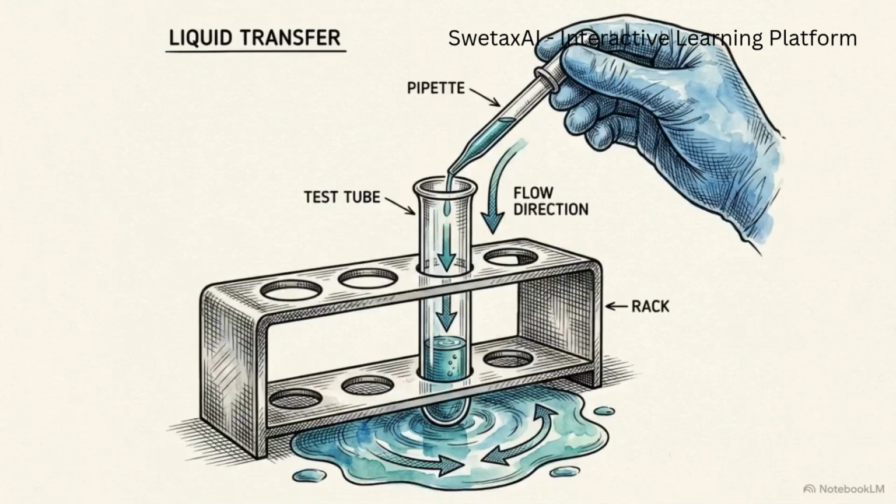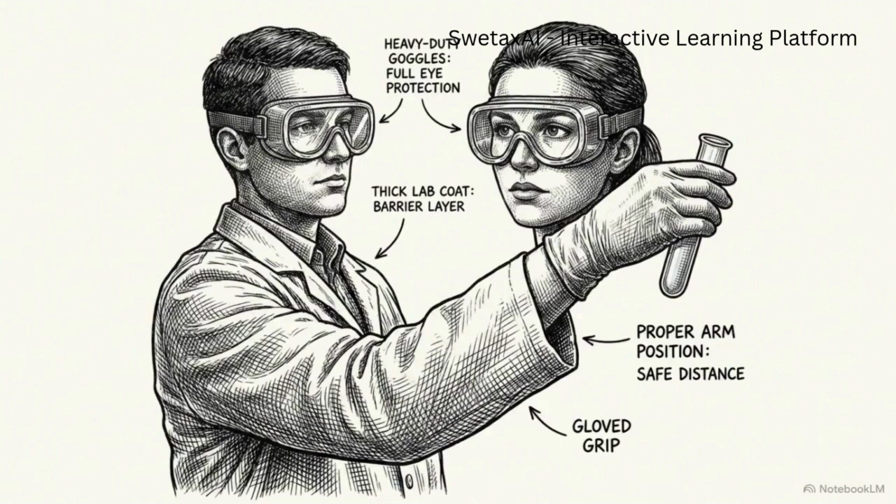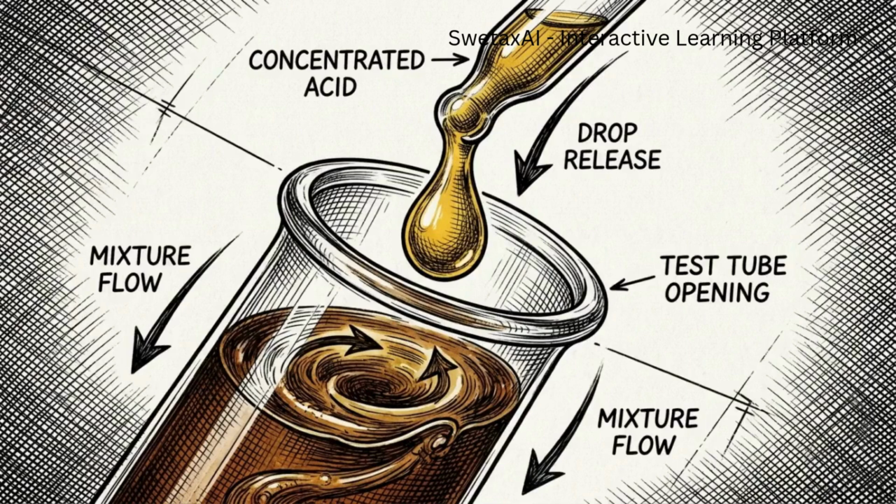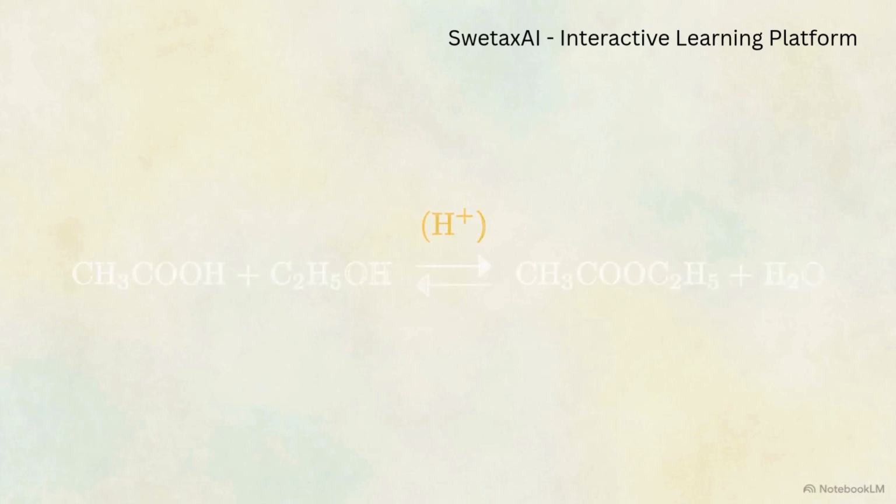Step 1. Take a clean test tube and measure out exactly 1 milliliter of absolute ethanol. Then, add exactly 1 milliliter of glacial acetic acid to that same tube. Now for the most hazardous step. Keep the test tube pointed away from your face and carefully add 2 to 3 drops of concentrated sulfuric acid to the mixture.